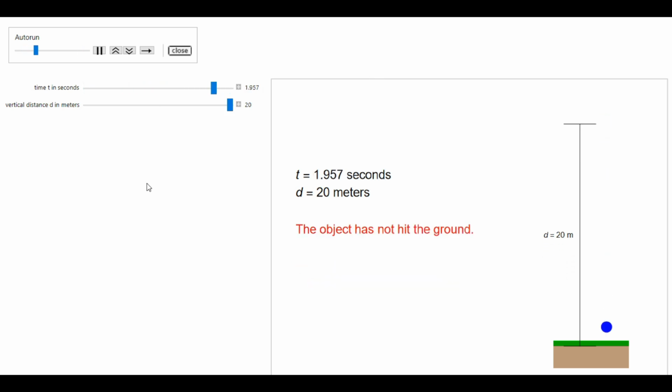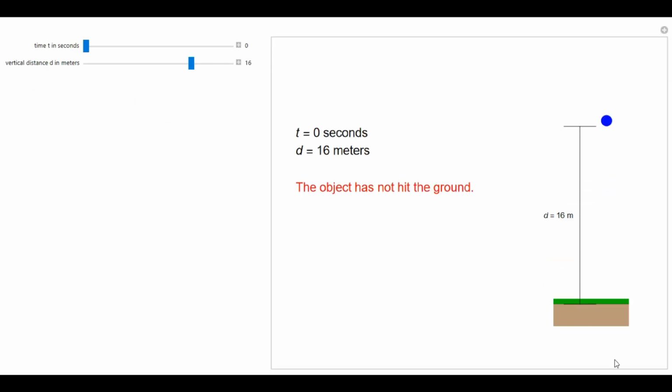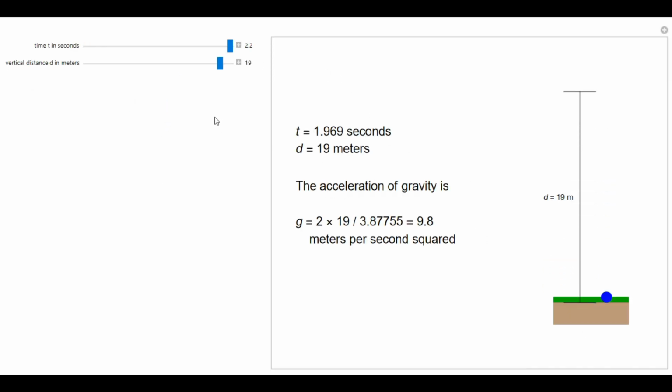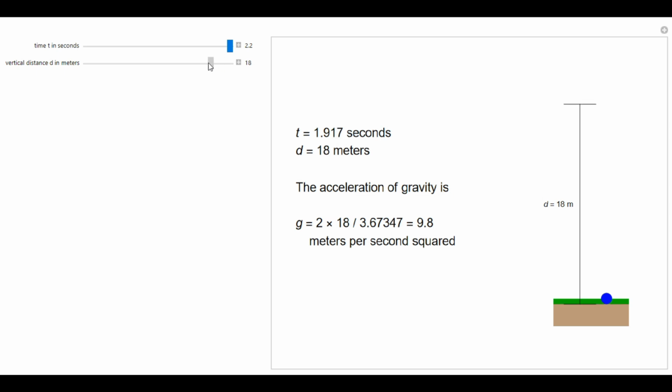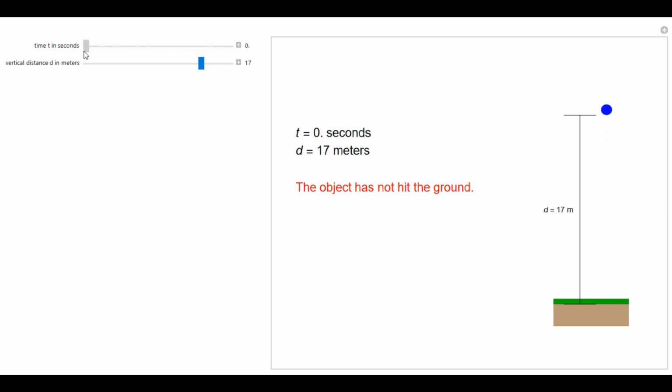2. Measure the height. Use a measuring tape or ruler to determine the height from which the object is dropped. Let's call this height d. 3. Time the fall. Use a stopwatch or a smartphone app to measure the time it takes for the object to hit the ground. Let's call this time t. Once you have these two measurements, you can use a simple physics formula to calculate the acceleration due to gravity.